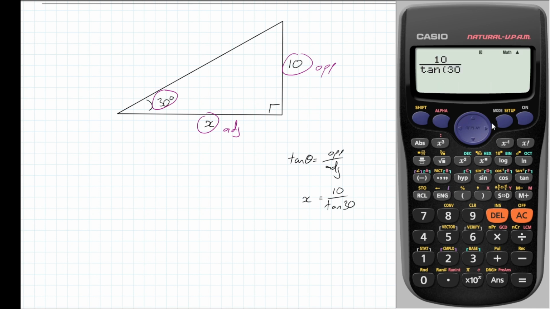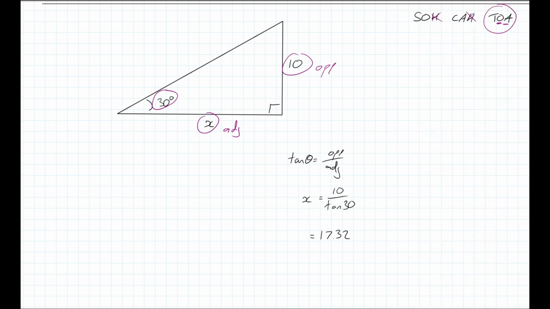The reason this is giving us an error is because when it's on the bottom of a fraction, the calculator expects you to close that bracket that started there. So this is our answer here. As you can see, it is not a very nice answer. We've got 17.32. Not every answer you get in trigonometry is going to be a nice number. In fact, for most angles, you're going to get a number that you're going to have to round.